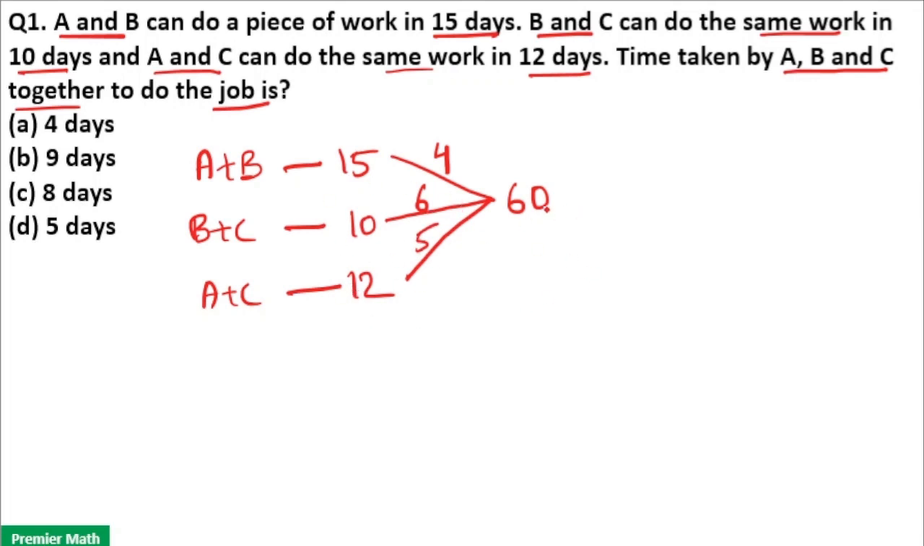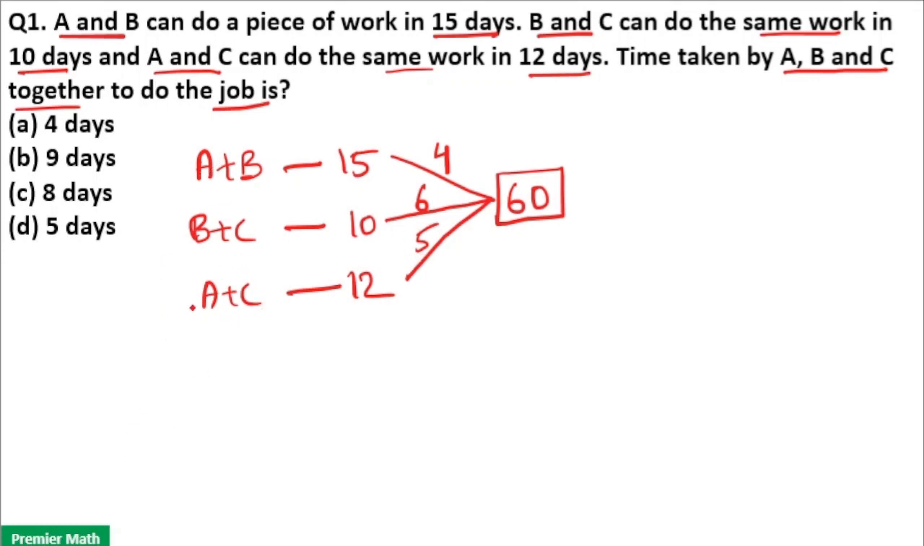Now the concept of this diagram means total work is 60 unit, and efficiency of A and B is 4 unit. That means A and B can do 4 unit of work in a day. Efficiency of B and C is 6 unit, which means B and C can complete 6 unit of work in a day. Efficiency of A and C is 5 unit, which means A and C can complete 5 unit of work in a day.